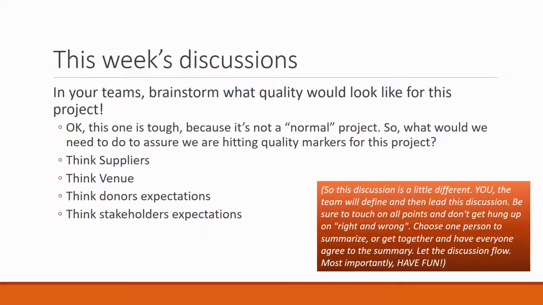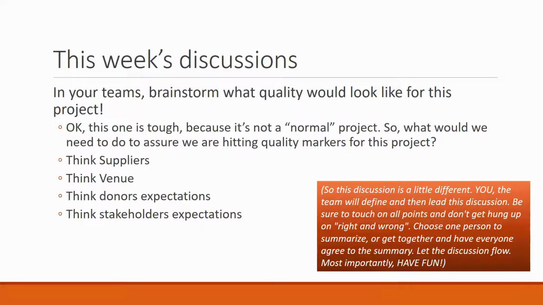This week's discussion question is very different than what you've been doing all along. I hope you have some fun with this one because I want you to brainstorm some ideas of what quality would look like for this project. You're going to work together on this. Choose one person who's going to summarize all of your responses and then get everybody to agree on the summary. But I really want you to just work through quality measures for this particular project. Don't get hung up on right and wrong, but just have some fun with it. Let the conversations really flow.